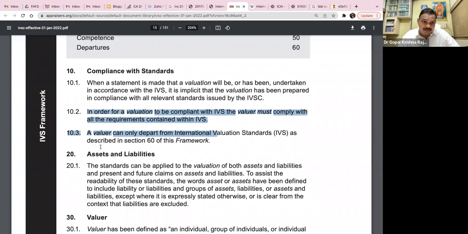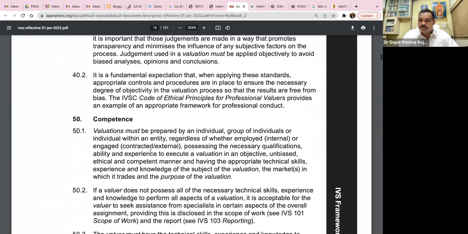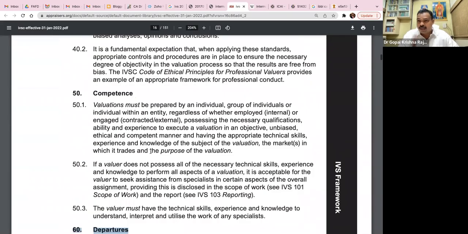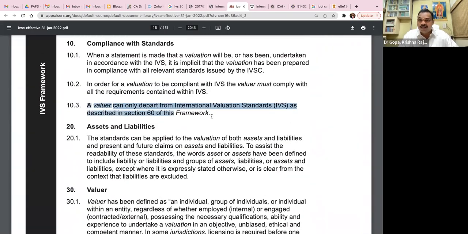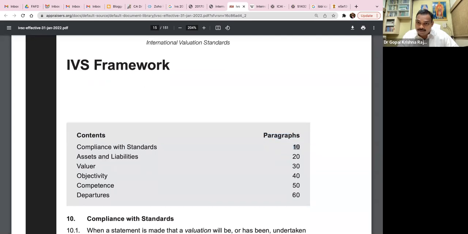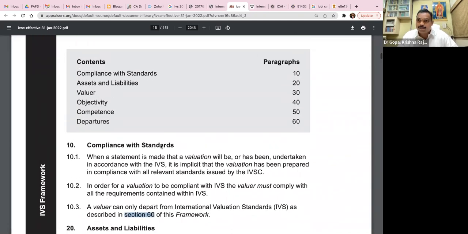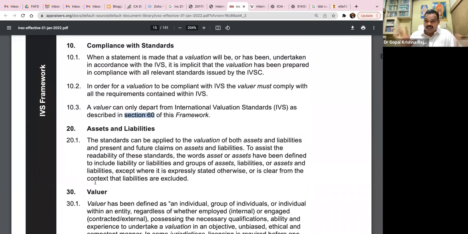Now come to 10.3. A valuer can only depart from IVS as described in section 60. I mean, that section 60 is this part. And I want to make one observation here. Maybe a correction we need to understand. These are called paragraphs here, 10, 20, 30, 40, 50, 60, but here they mention it as a section. Technically, 10, 20, 30, 40, 50, 60 are sections. 10.1, 10.2, 10.3 are called paragraphs. Okay, so that is what you need to understand.